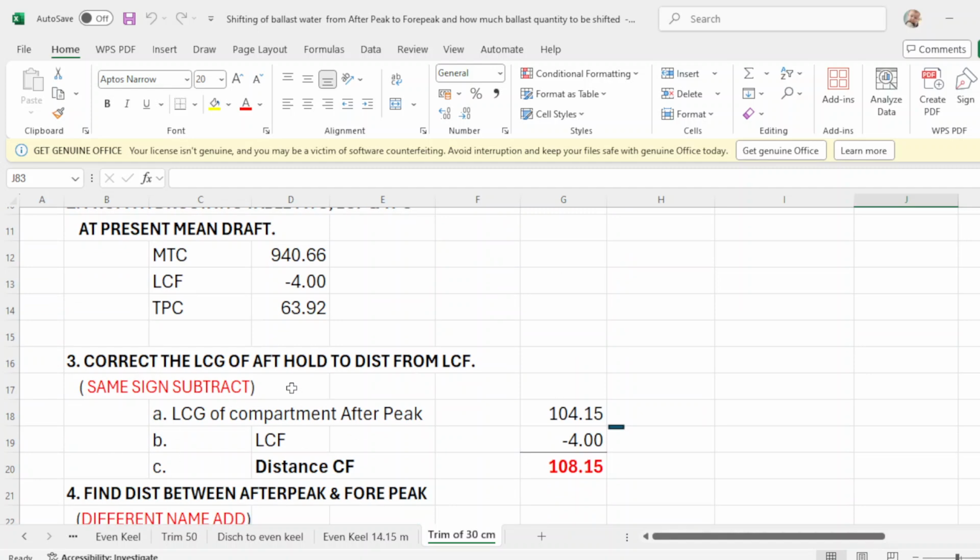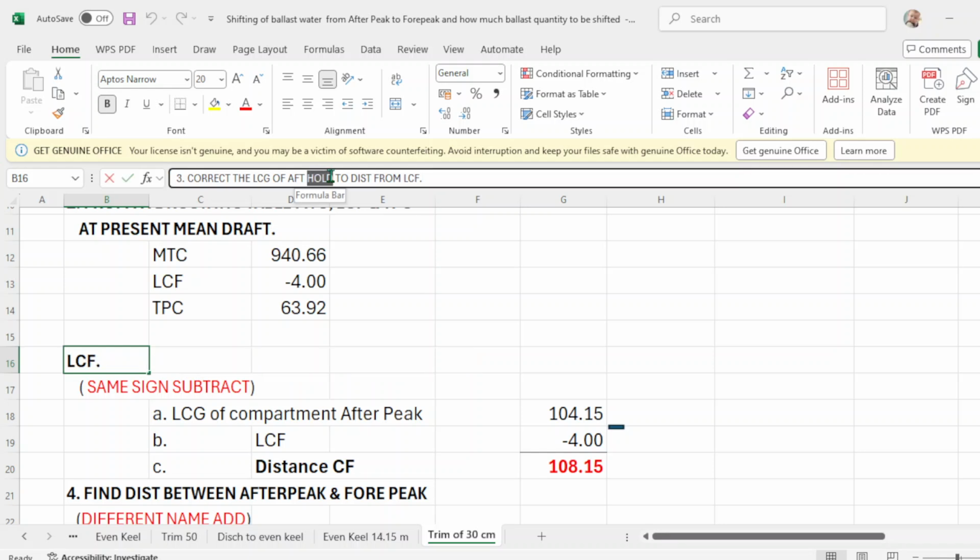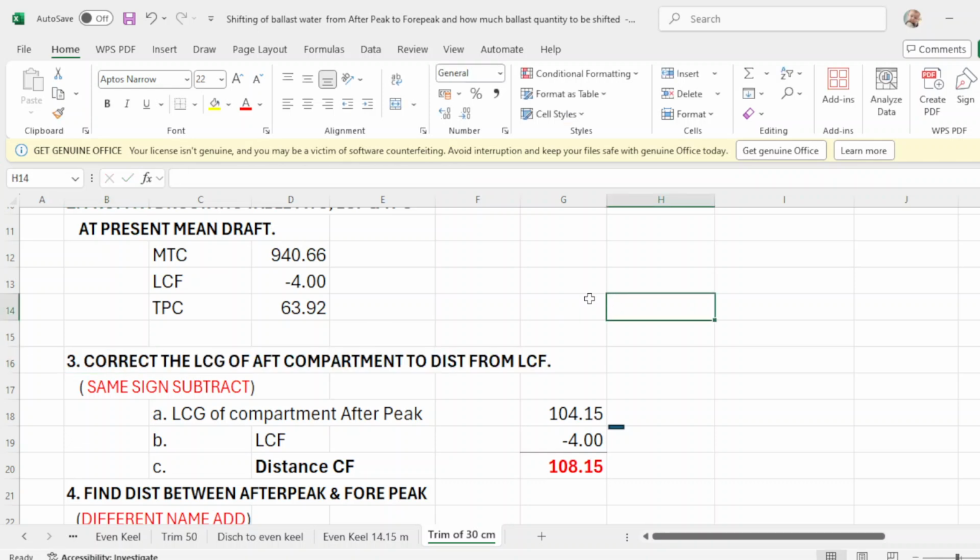Number 3 is correct the LCG of the compartment. We are not speaking of the hold, we are speaking of the ballast water. So the LCG of the compartment, after peak, is 104.15. That's after peak. And LCF is negative 4.0.